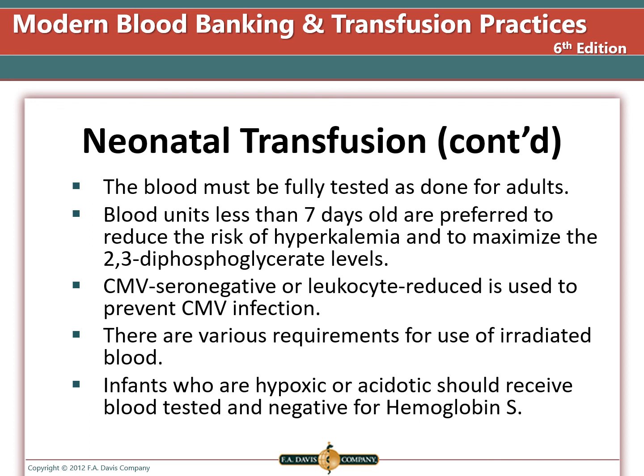A unit should be less than 7 days old to reduce the risk of hyperkalemia and maximize the 2,3-DPG levels. The unit should be CMV negative or leukocyte reduced to prevent CMV infection. The blood may be irradiated. The units are usually tested for hemoglobin S and should be negative.